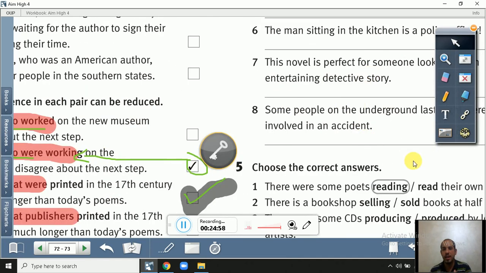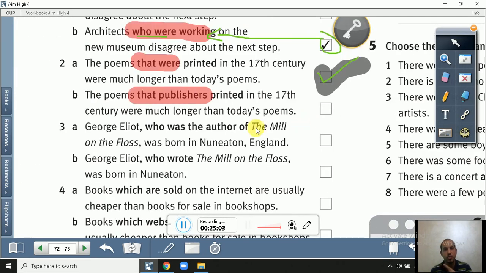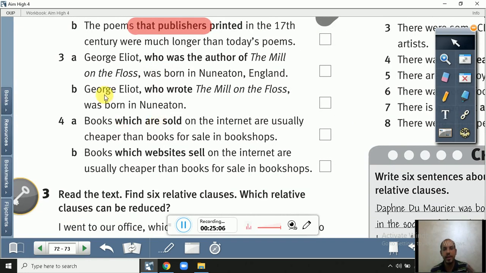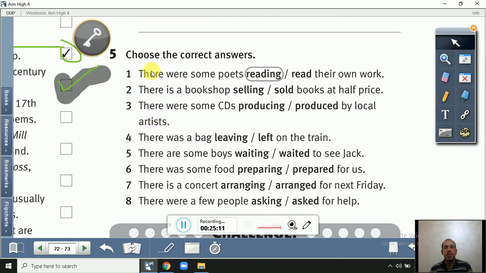Let's move to the last exercise. Move to exercise number 5. Your job is to do number 3 and 4. Move to exercise number 3. Now we have to choose the correct answer. This is not multiple choice. What do we call this kind of exercise? This is the alternatives.